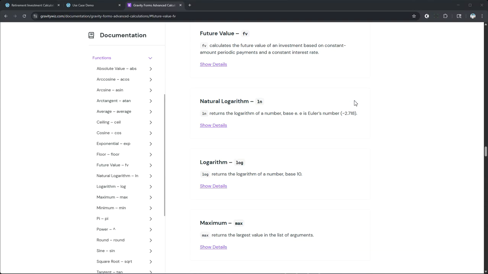I'm going to show how to build a retirement investment calculator using the Gravity Forms Advanced Calculation Spec. The Advanced Calculation Spec has a number of functions which help to perform certain calculations to get accurate results. For this setup, we'll be using the future value function.